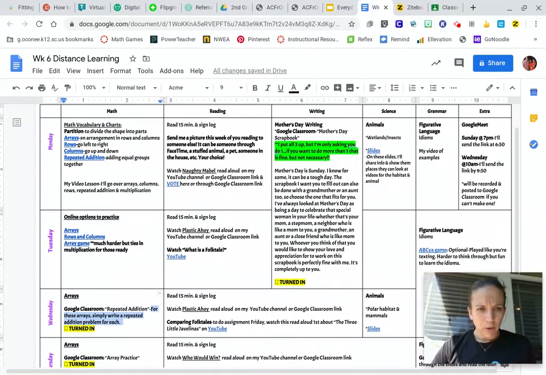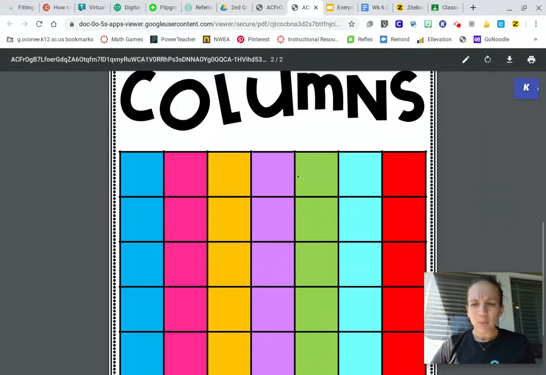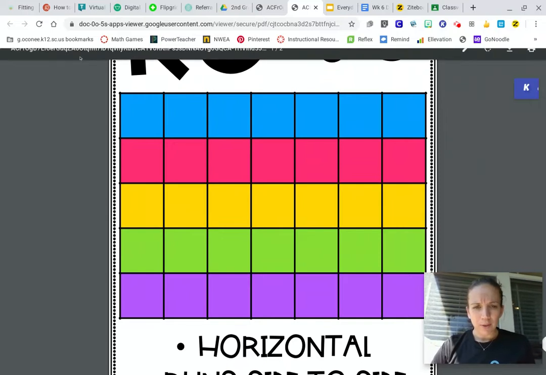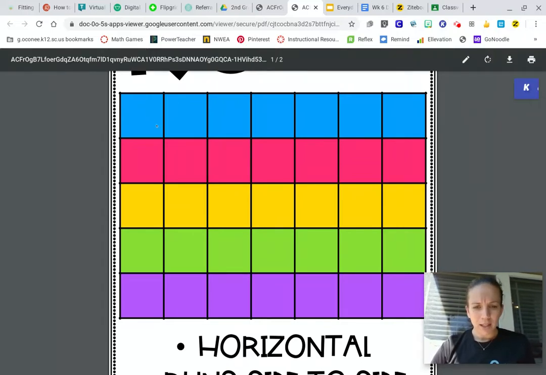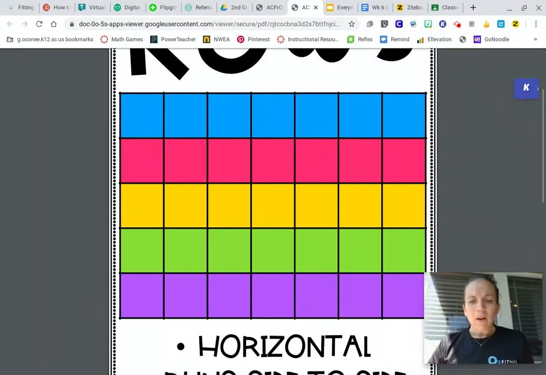When you're looking at your sheet, if you forget any of this, you can click on these and it'll take you to these posters, okay? Rows all go side to side. If you notice, the blue row goes side to side. They go horizontal, or left to right. Then you've got the red one, the yellow one, the green row, and the purple row. So rows go side to side, just like this.